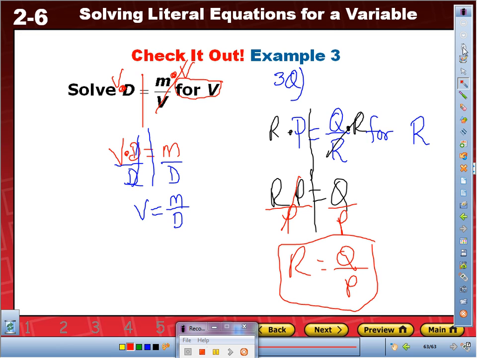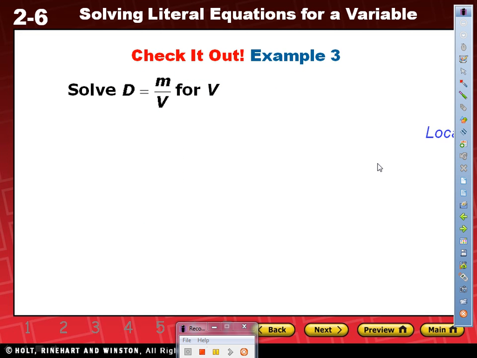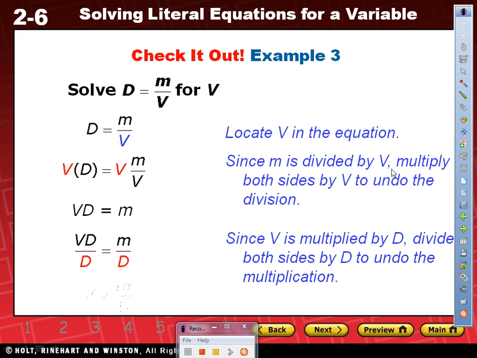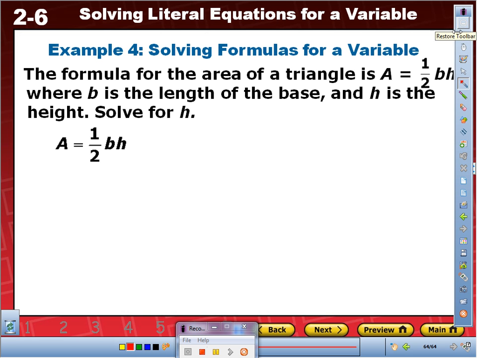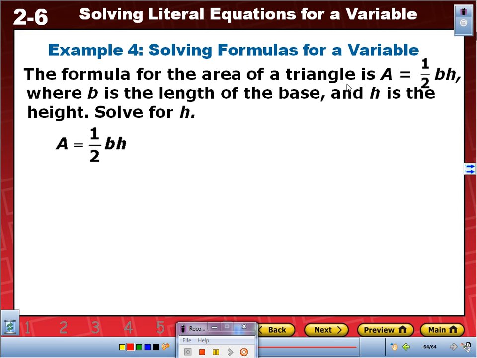Okay. Copy this one, example 4. It says, solving formulas. Here they're going to give us the formula for the triangle. So just copy this formula. A equals 1/2 BH. Copy that. And they want us to solve for H. So copy this formula and then write solve for H. Example 4. Copy that, and then we'll go over it together.